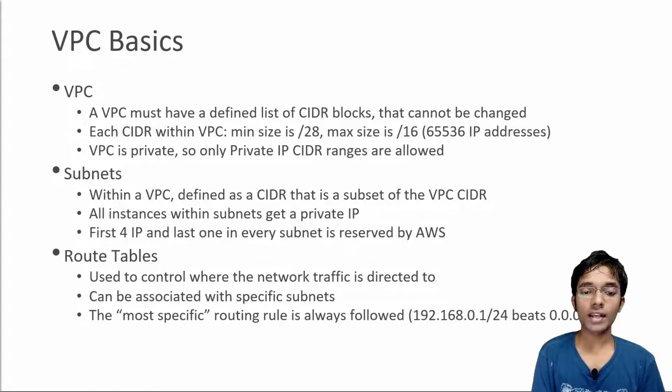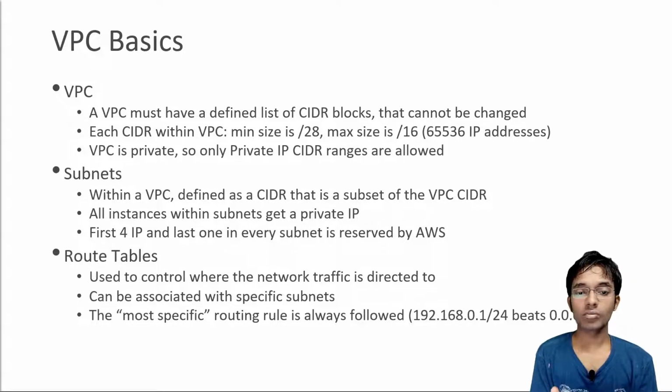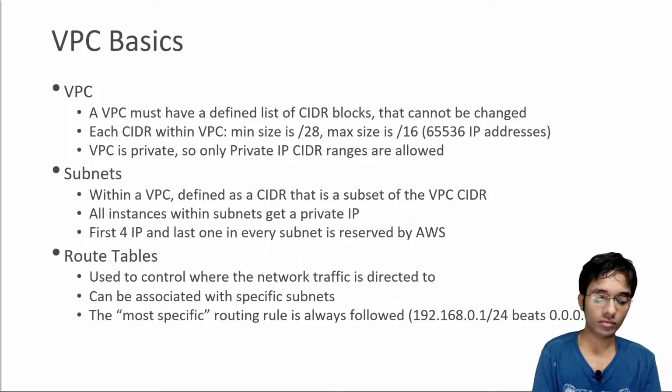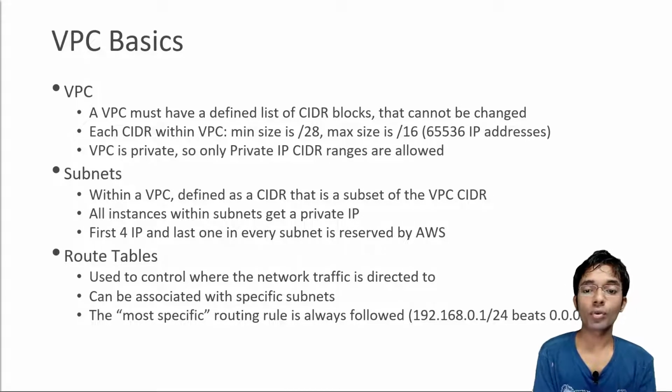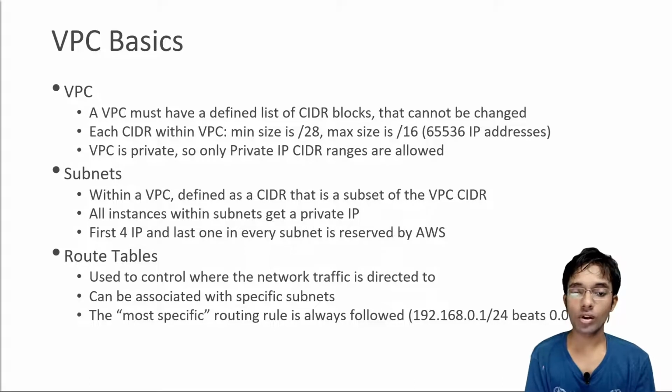Next, a VPC is made of subnets. Within a VPC, you define again a CIDR that's going to be a subset of the VPC CIDR. That's why it's called a subnet. All the instances within the subnet will get a private IP based on the CIDR you have defined for that subnet, and the first 4 IPs and the last IP in every subnet are going to be reserved by AWS for networking purposes.